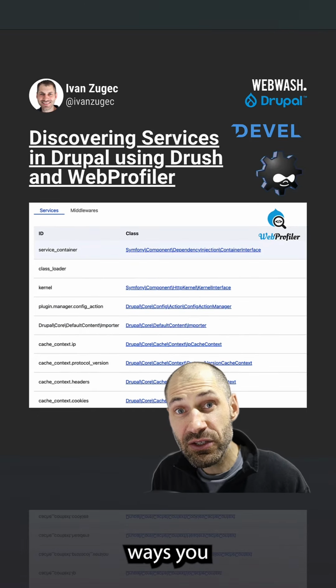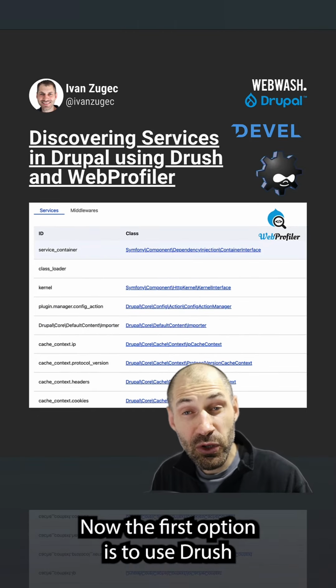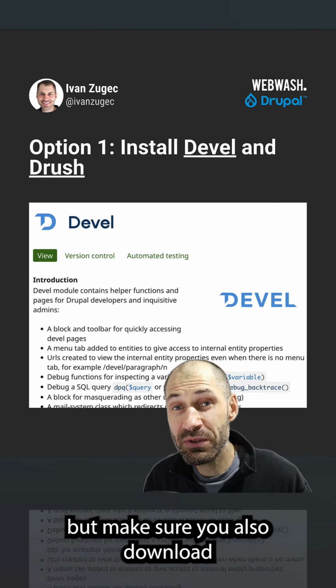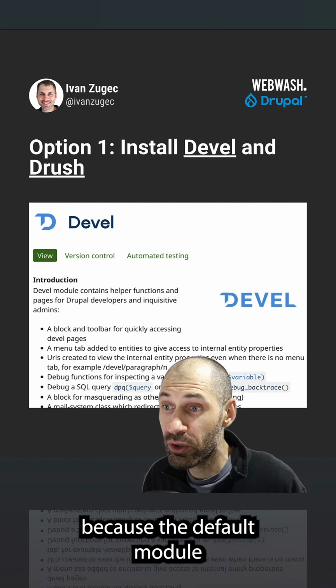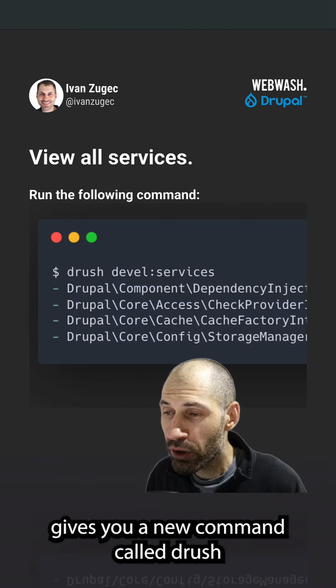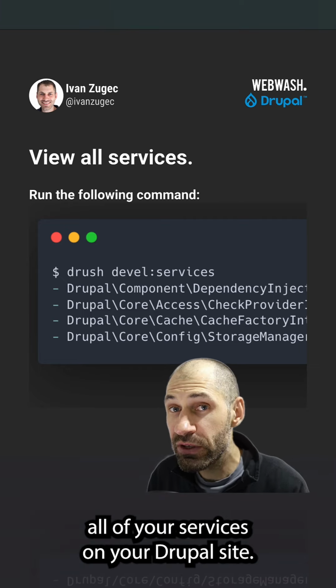Let me show you 2 ways you can discover services in a Drupal site. Now, the first option is to use Drush, but make sure you also download the Devel module, because the Devel module gives you a new command called drush devel:services, and this will list out all of your services on your Drupal site.